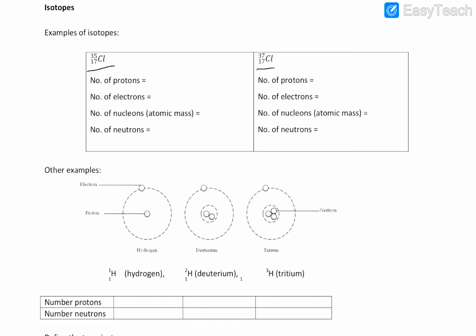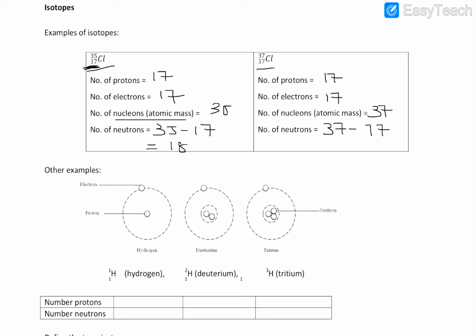If you find the number of protons here, so 17 from the proton number, electrons would be 17, it is an atom. Number of nucleons, so 35, so number of neutrons would be 35 minus 17, that's going to give you 18. For chlorine 37, 17 protons, 17 electrons, nucleon number 37, number of neutrons 37 minus 17, that gives you 20.